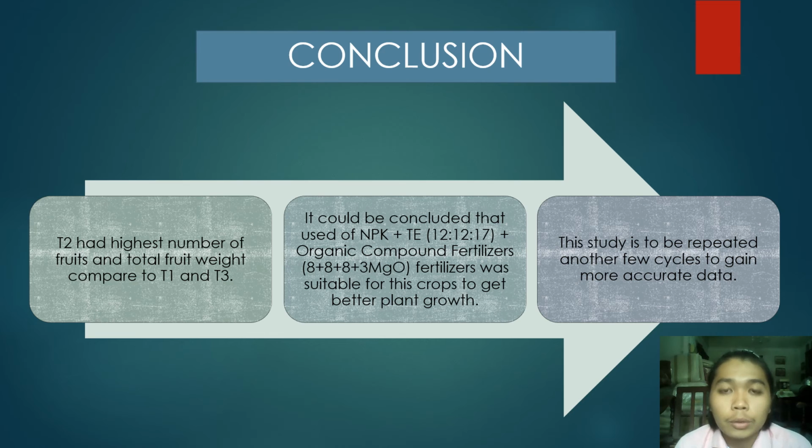For my conclusion, T2 had the highest number of fruit and total fruit weight compared to T1 and T3. It could be concluded that use of NPK plus organic fertilizer was suitable for this crop to get better plant growth. This study is to be repeated another few cycles to gain more accurate data.